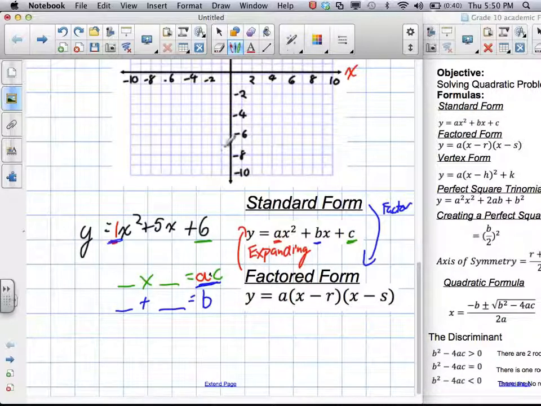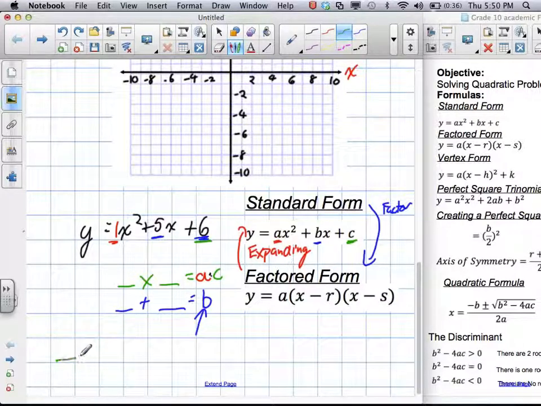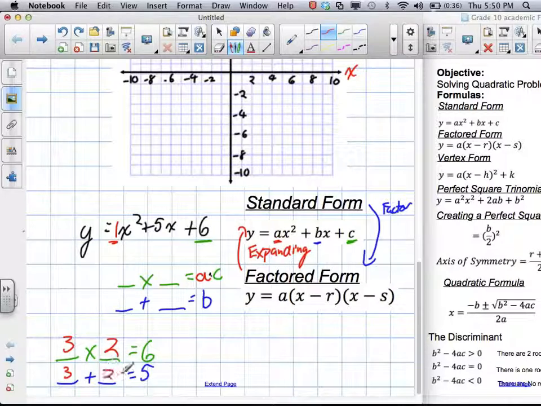So we need two numbers that multiply to 6 and then add up to our B term, which is 5. So let's rewrite this a little so it's nicer. I need two numbers that multiply to 6 and add to 5. Can you think of any? Two numbers that multiply to 6 and add to 5. Yes, 3 and 2. Yeah, that's right. 3 times 2 multiplies to 6, and 3 plus 2 adds to 5.